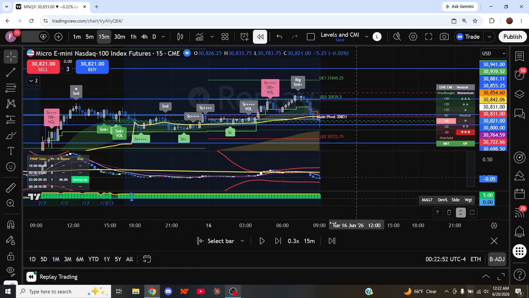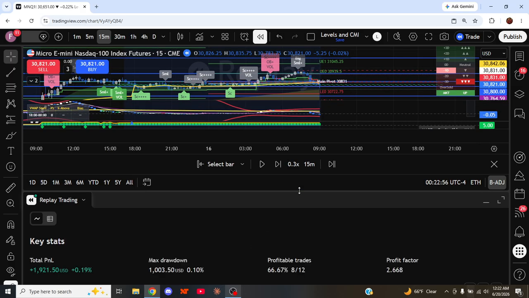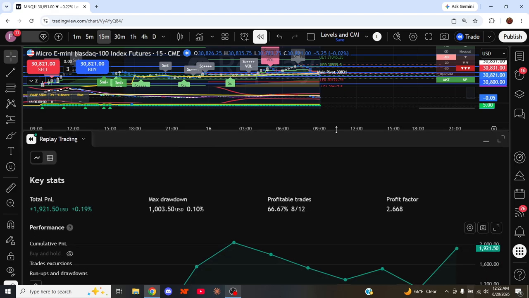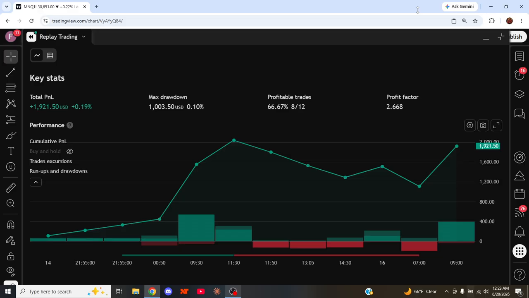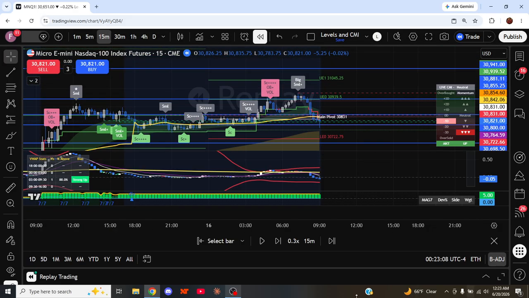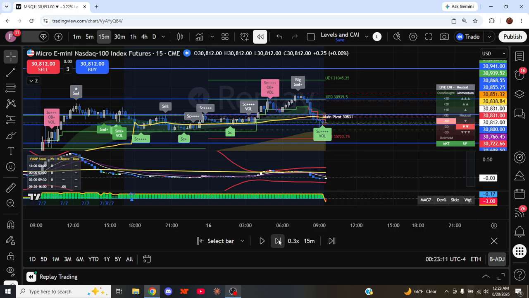Okay. What are we doing so far? Terrible drawdown. Yeah, last few trades. Thought so. Okay. Bunch of losers in a row. It's alright, that's what happens.